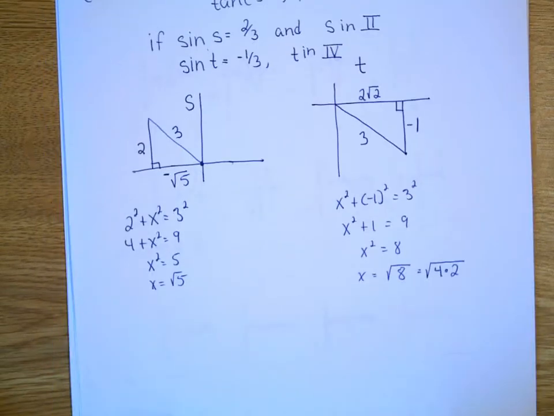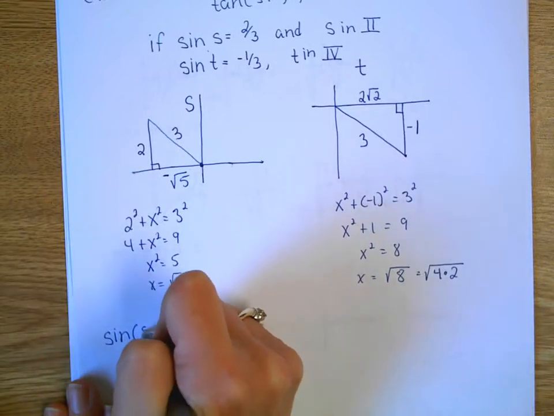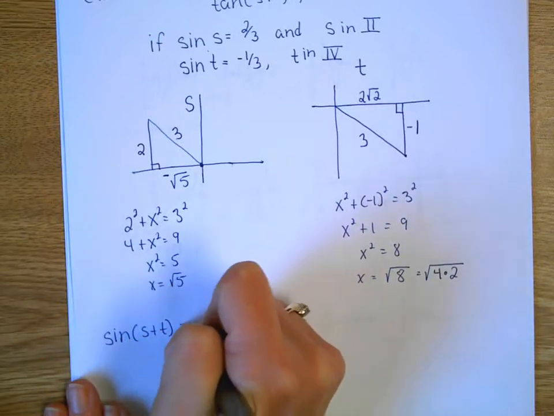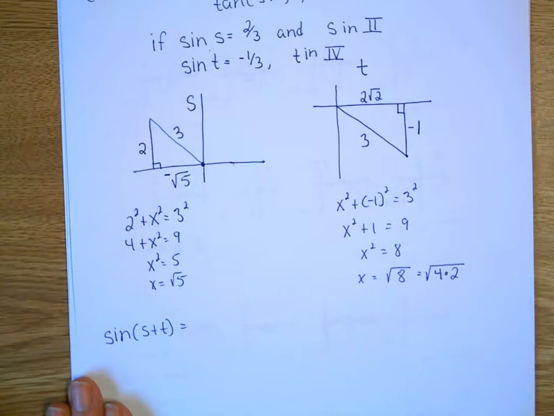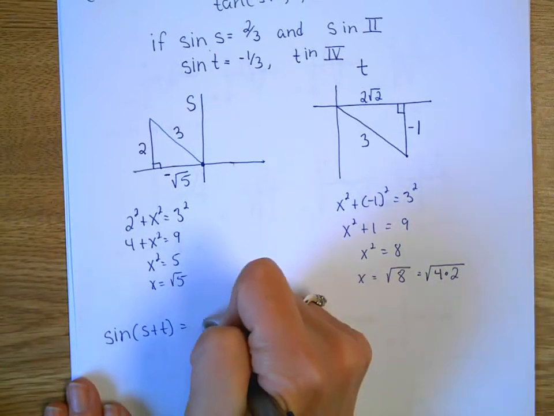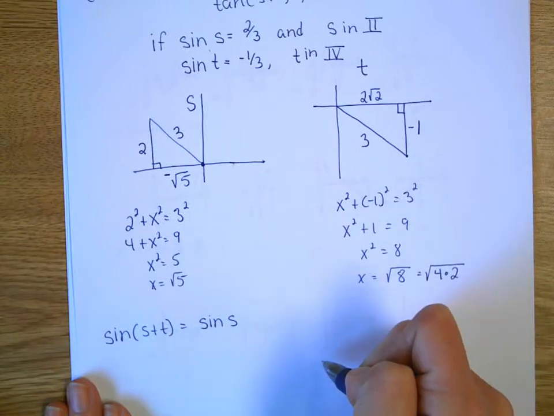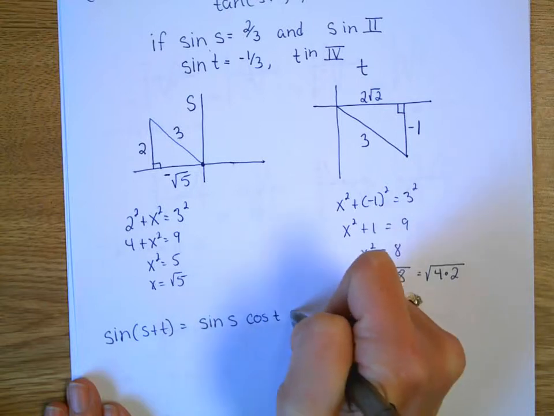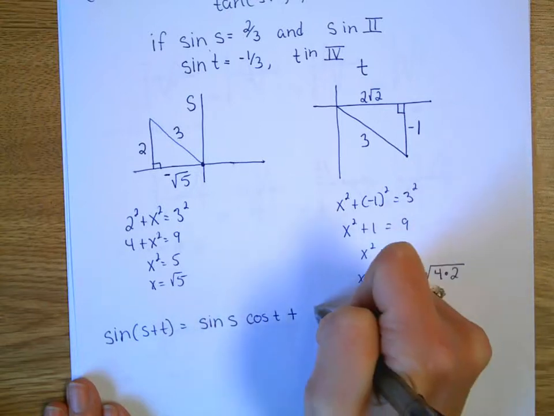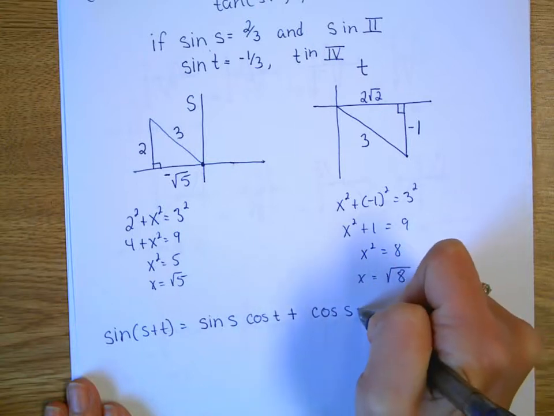Okay, let's do sine of s plus t first. I like to write the identity out with the letters, then I'll go to the triangles and get the ratios. So in terms of letters, it's going to be sine of s times cosine of t plus cosine of s times sine of t.